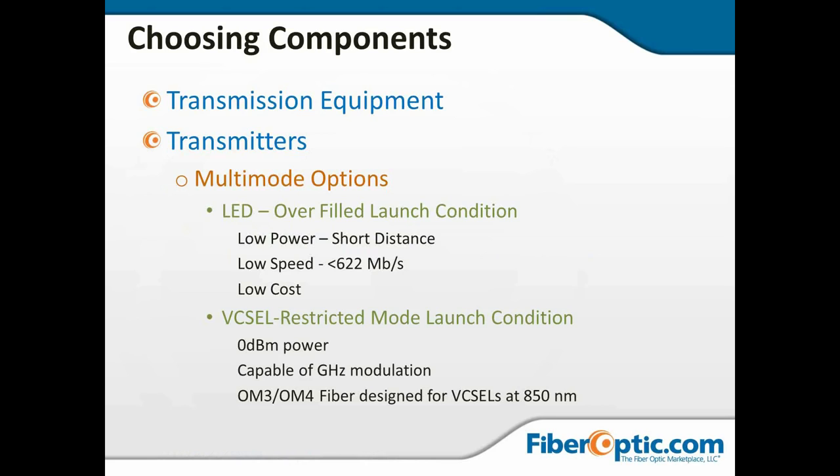Multi-mode is going to be either a light-emitting diode, LED. That's going to give us an overfilled launch condition. It's going to be relatively low power, short distance, low speed. We're going to be under 622 megabits. But it is significantly less expensive. It is obviously the least expensive way to go if it meets your operational requirements.